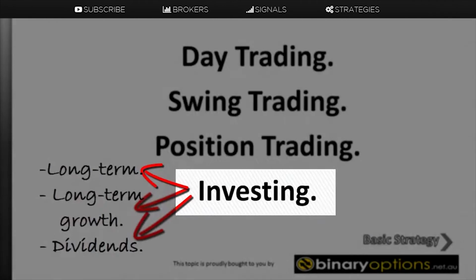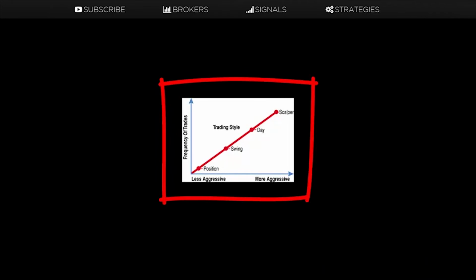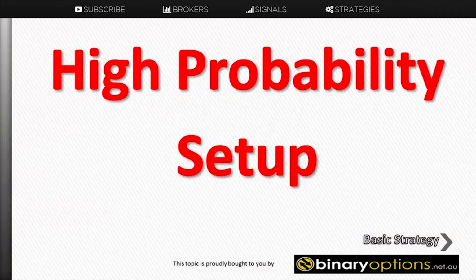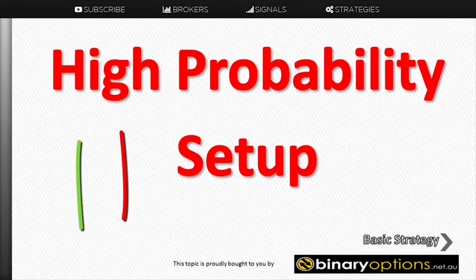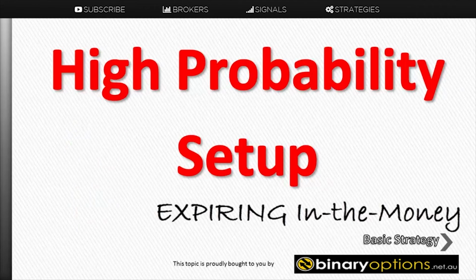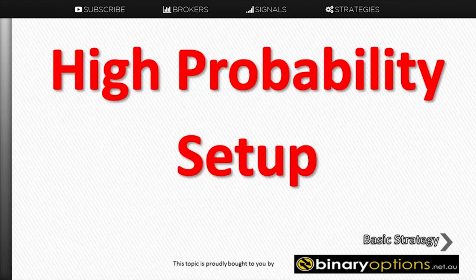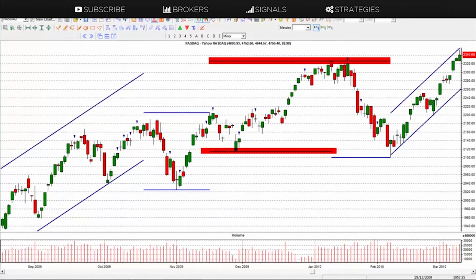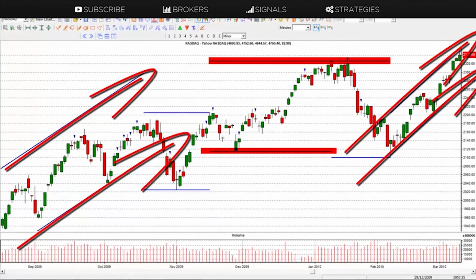So as a binary options trader, what is it we are seeking in a basic strategy? We are seeking a high probability setup. That is, a trade or trade direction which we believe has a very good chance of expiring in the money. A high probability setup includes identifying key price action levels, including the price series, high, low, open, close, support and resistance levels, applicable trend lines, trading volume, and price direction.